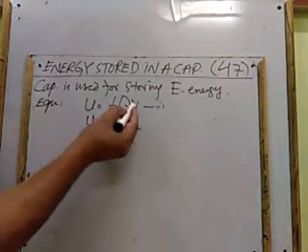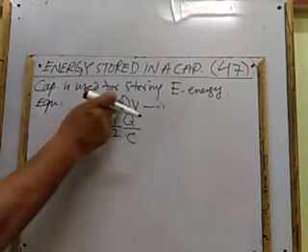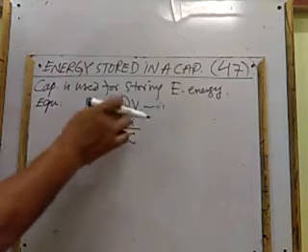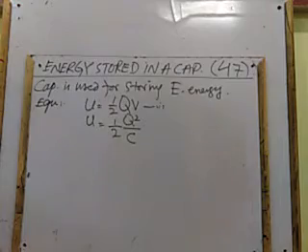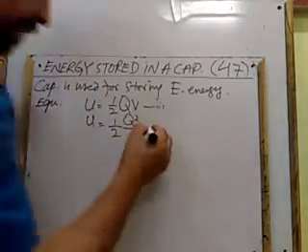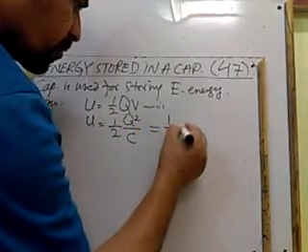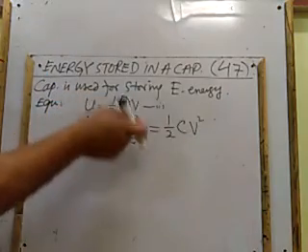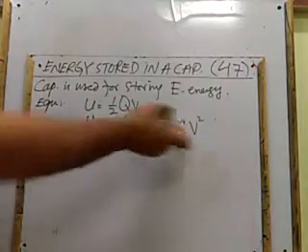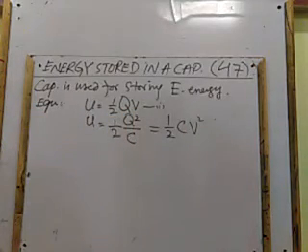As we know that V is equal to Q divided by C, one Q is here and another Q is placed instead of V, so we can write it as 1 over 2 Q square divided by C. The third form of the same equation can be written as 1 over 2 C V square. As we know that Q is equal to CV, putting the value of Q we can modify the equation into 1 over 2 CV square.